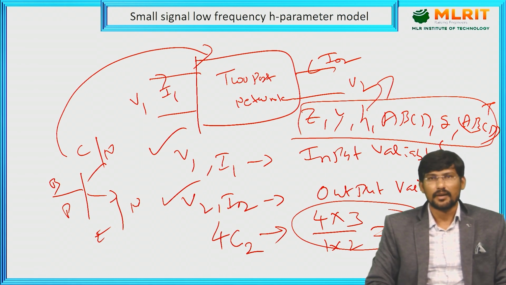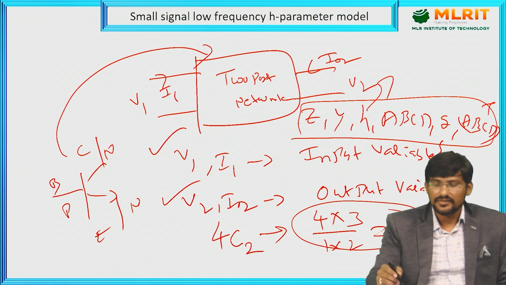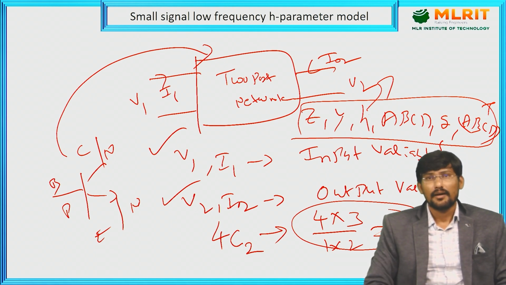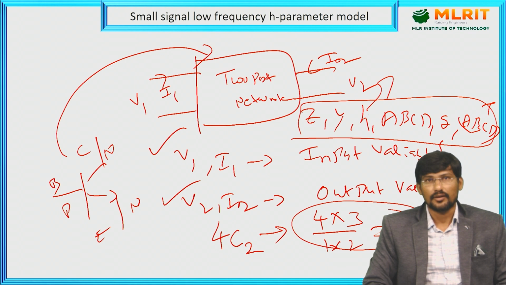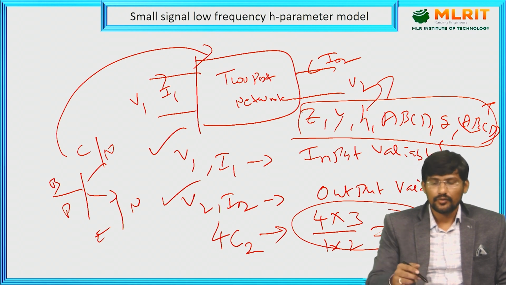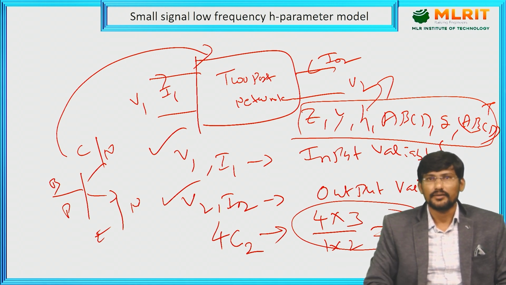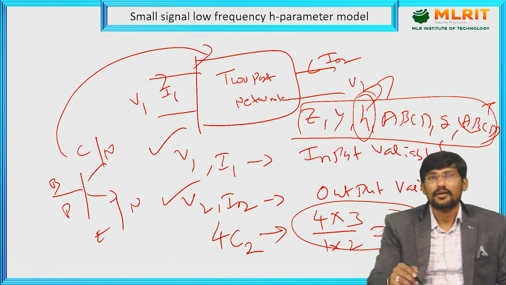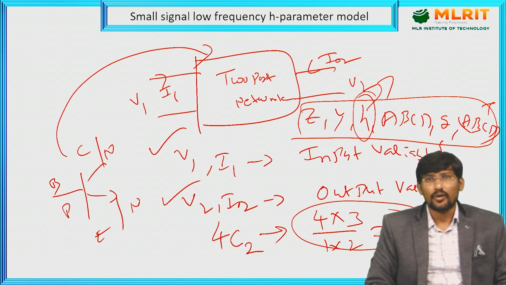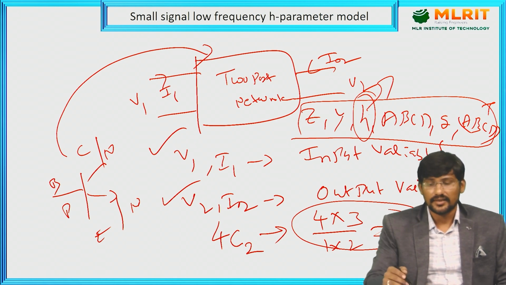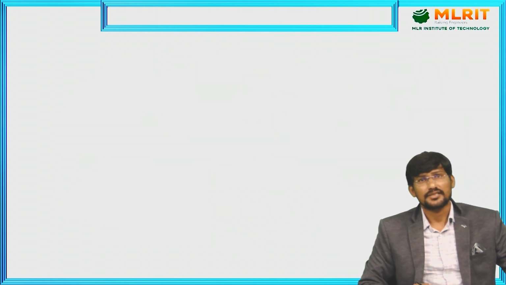Why only H parameters? Why not other parameters? It gives the information about the hybrid parameters of the 2-port network, like voltage gain, current gain, input impedance, and output admittance. But if you take Z or Y, you will get only impedance or admittance information. If you take H parameters, we get voltage gain and current gain, which are very important for a CE, CB or CC amplifier. That's why we will consider the H parameter model. Let us take the H parameter model.